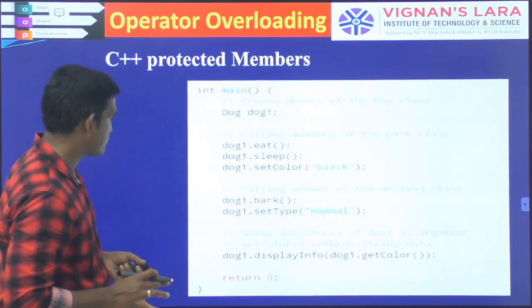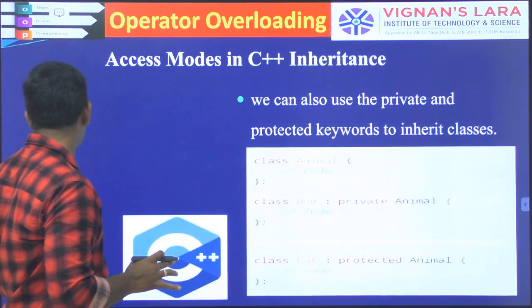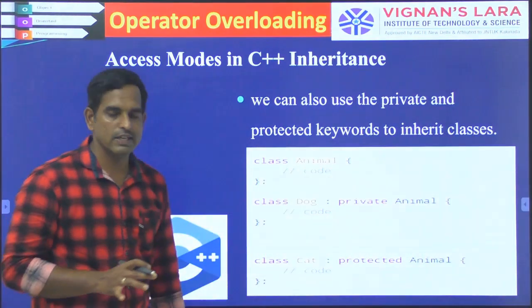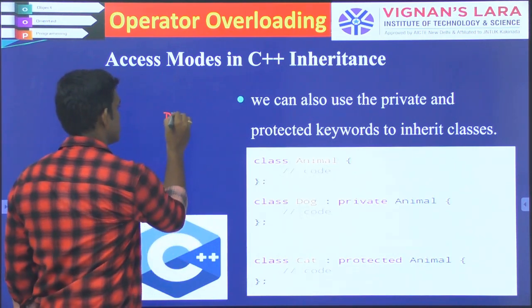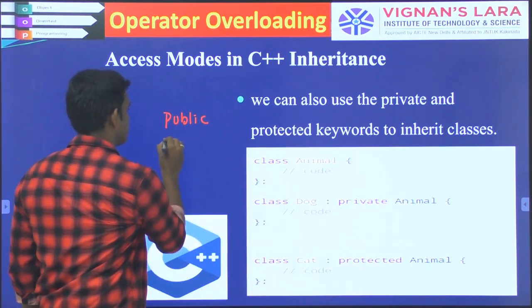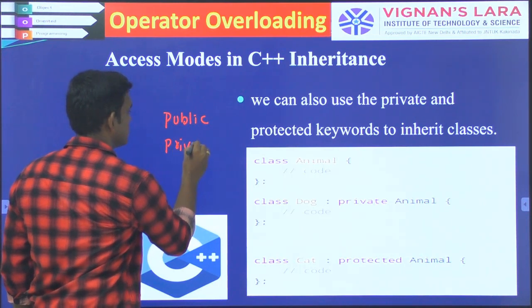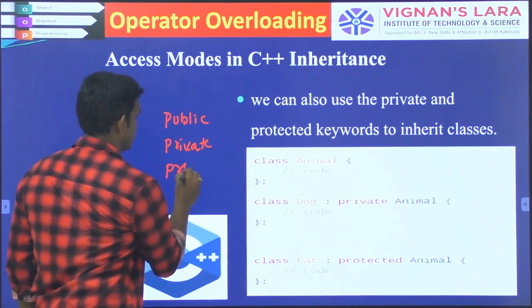And the next thing is about access modifiers in your inheritance. So you are having three access modifiers. One is public, private, protected.